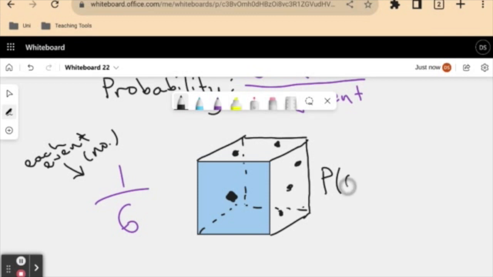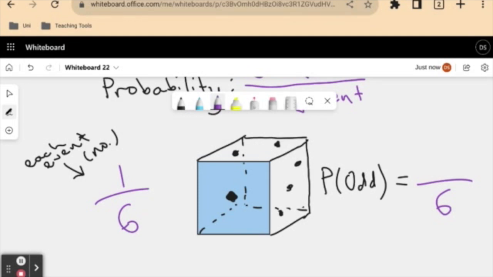So P, probability of rolling an odd number. Well, we still have 6 possible events that will happen. So that's all good. We can still write this as a fraction, something out of a possible 6 events. But we have more than one event that can happen here, right? Because odd numbers, at least in the context of this die, we have a 1, we have a 3, and we also have a 5. So there are 3 different events that can happen.